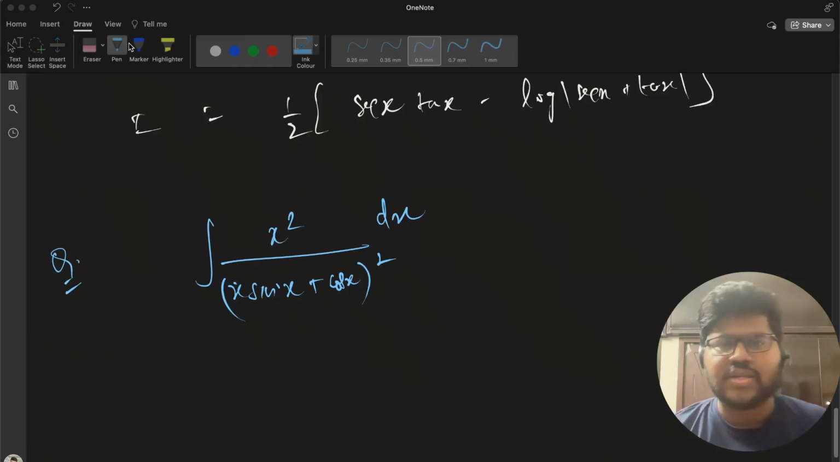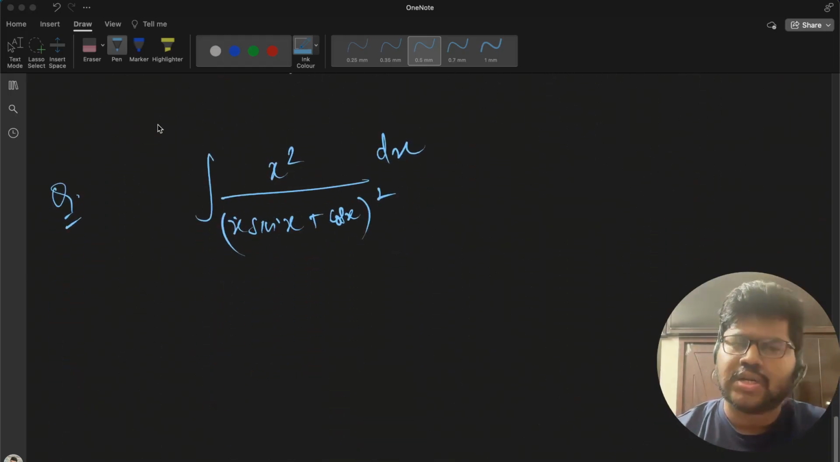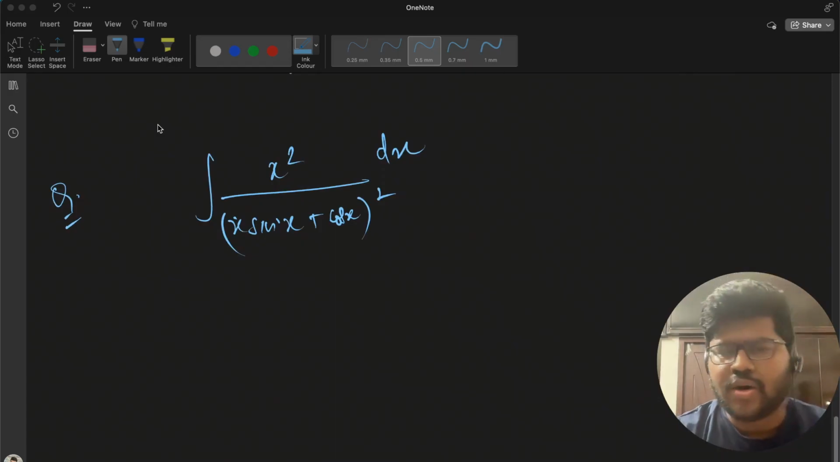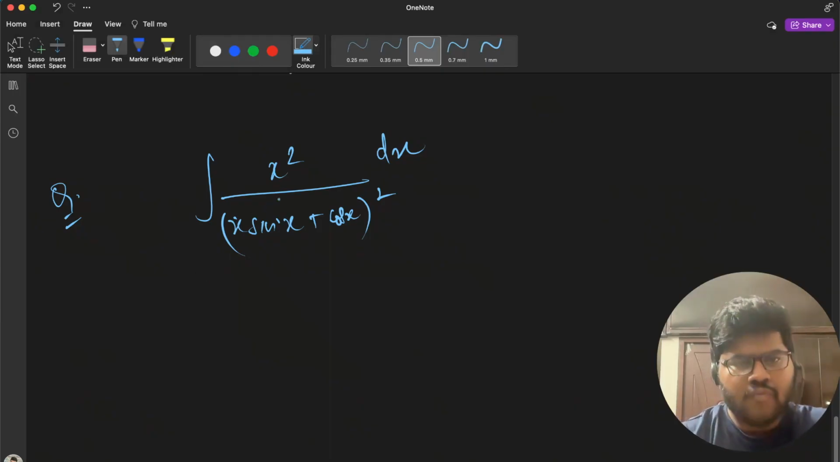So recall in the last lecture we have understood the concept of the ILATE rule and tried to understand some concepts by using examples. Now in this lecture we are going to discuss some more examples before proceeding to the multiple parts rule, right? So let us see. The example which I gave you as homework in the last lecture was x square upon (x sin x plus cos x) whole square, right? So now proceeding to solve it.